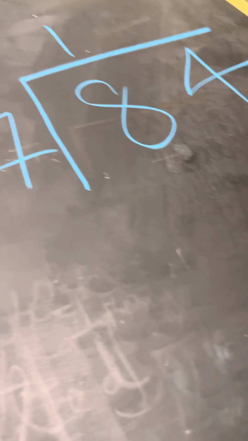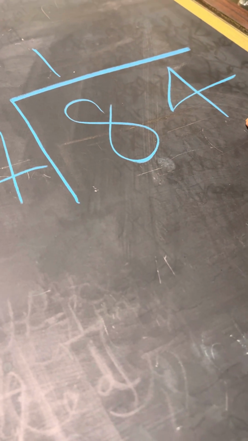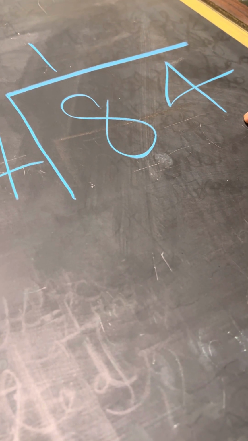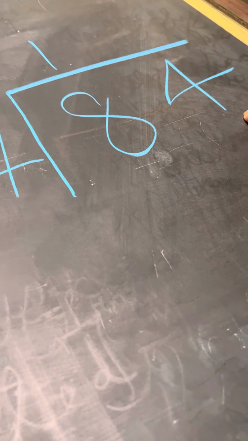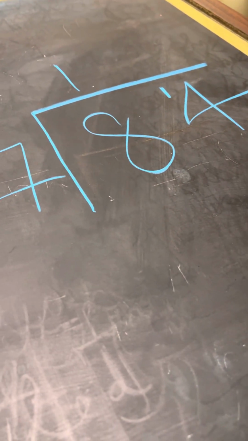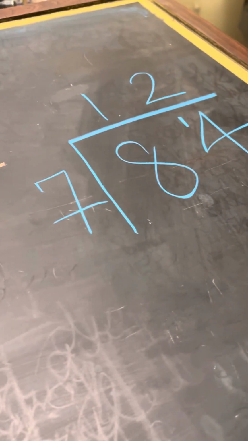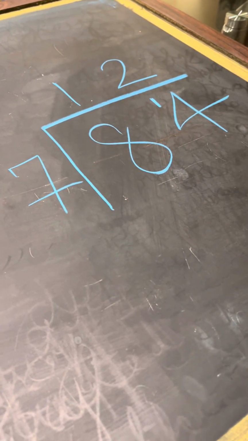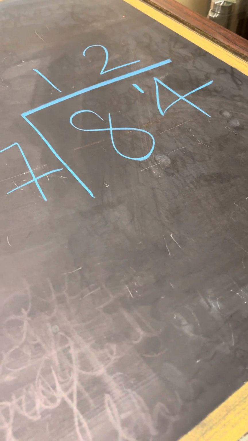So when we take it to the ones column and rename it, it will be 10 ones plus 4 ones, which gives us 14 ones. And then how many 7s are in 14? There are 2. And that is how we perform the division using the bus stop method.